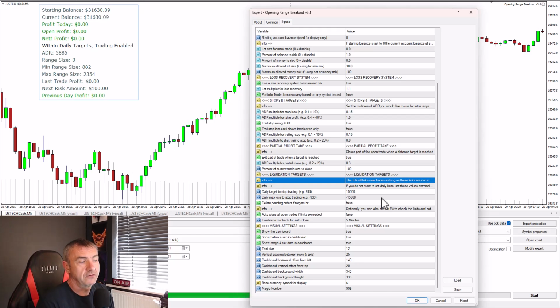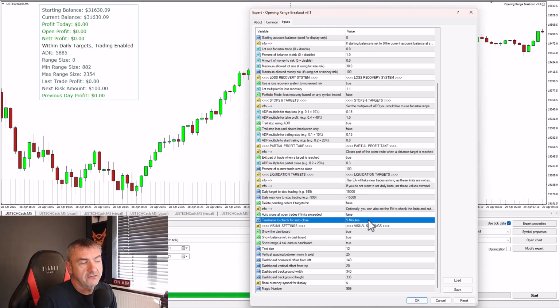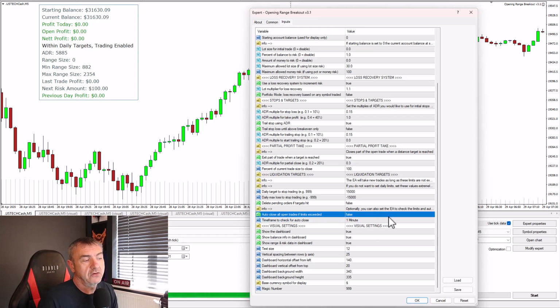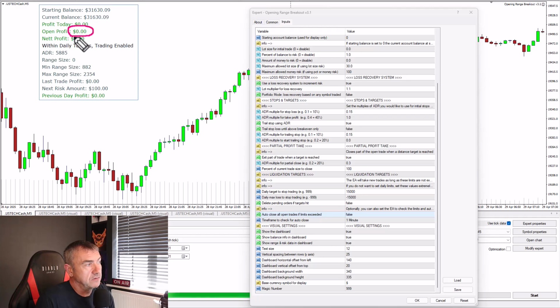This works on candle close. Okay, so you can set in your liquidation targets here the time frame you want to check to auto close orders. And it's defaulted to 5 minutes, but you can set it to 1 minute. So what it will do is every 1 minute, it will check your open P&L, which is basically your net profit, your closed profit plus your open profit. So if that figure is above your daily target or your max loss, it will automatically close out your orders. You can also get it to automatically delete pending orders as well.